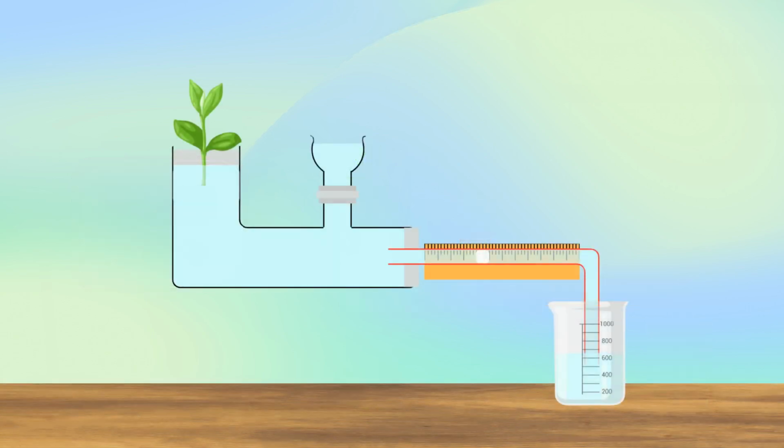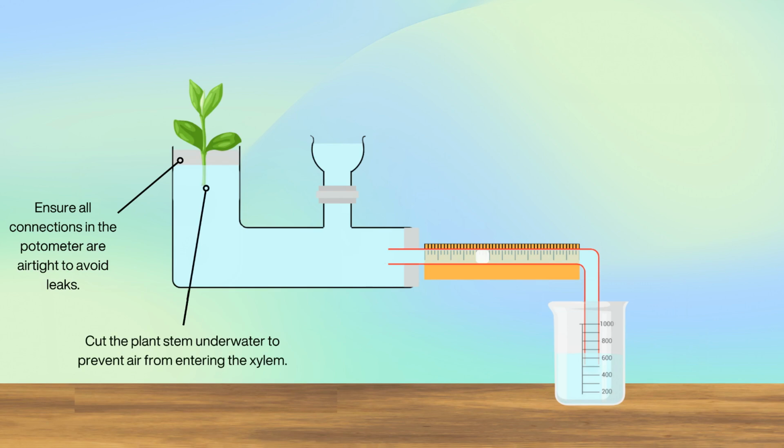There are several precautions you must take to ensure this is a fair test, and that the only thing changing is the selected environmental factor. For instance, you must ensure that all connections in the potometer are airtight to avoid leaks. You must cut the plant stem underwater to prevent air from entering the xylem, and you must use fresh plant cuttings to maintain high transpiration rates.